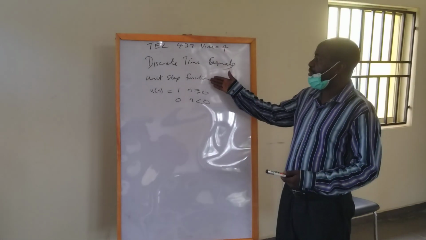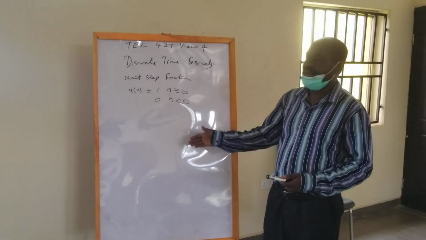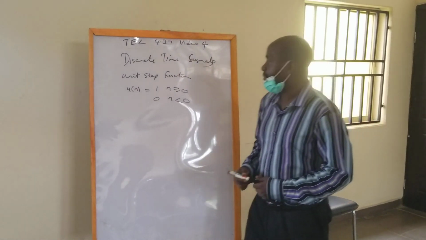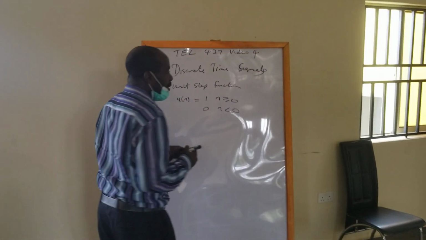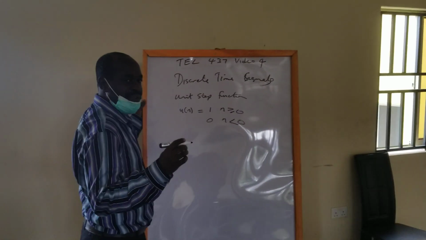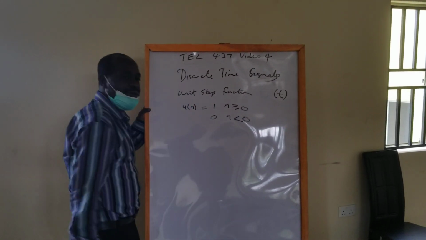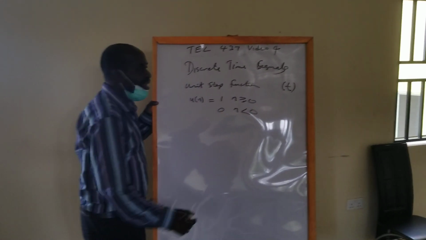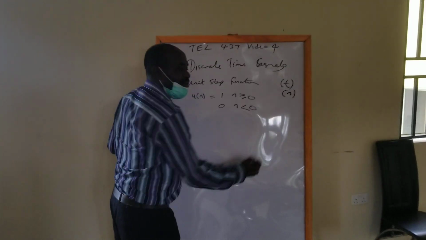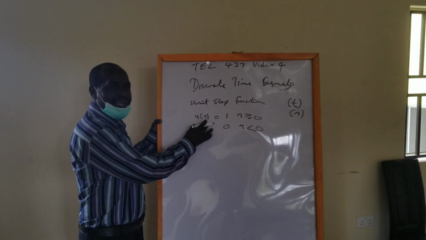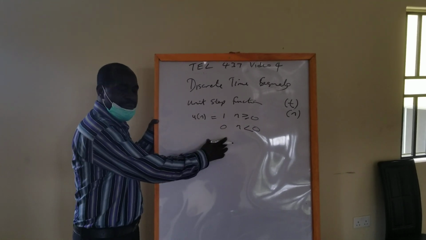So let's introduce the unit step function, the version of it that is a discrete time signal. So we write u of n. I've told you in one of the previous videos that whenever you see of t, we are talking of continuous time signal. Whenever you see of n, we are talking of discrete time signal. It resembles u of t.